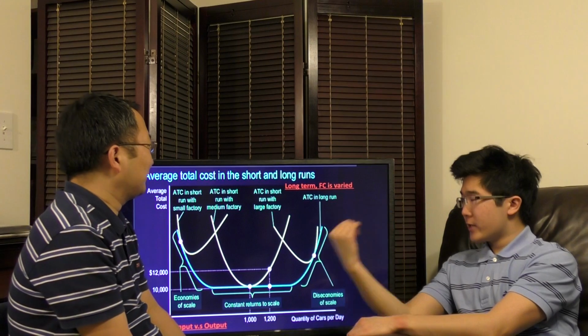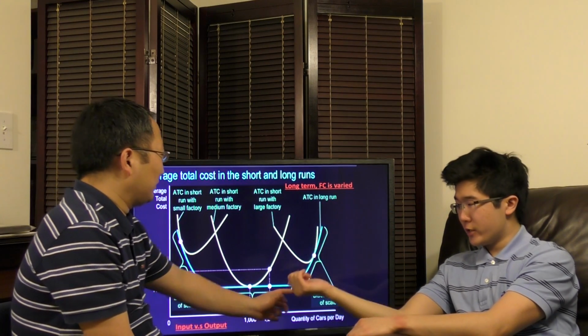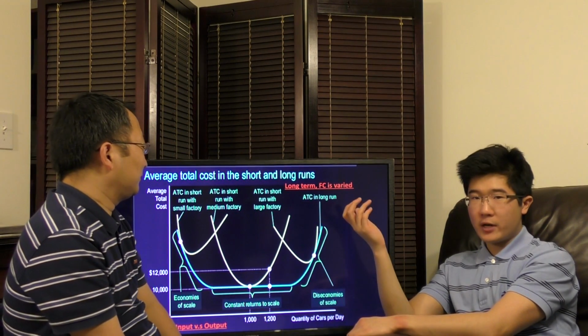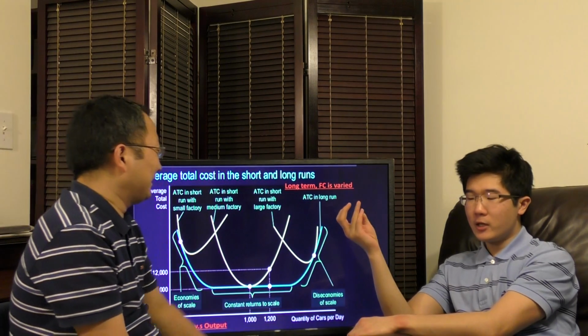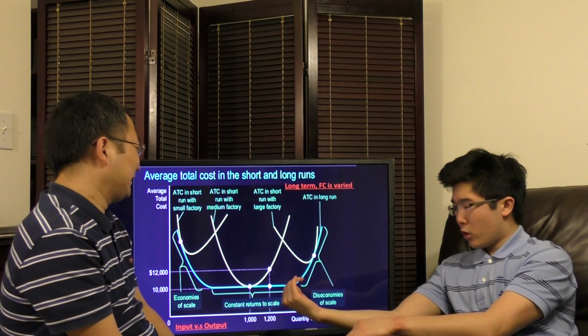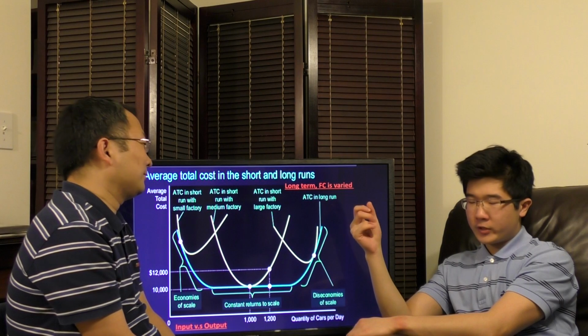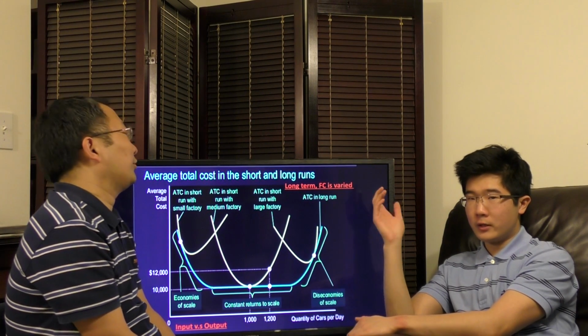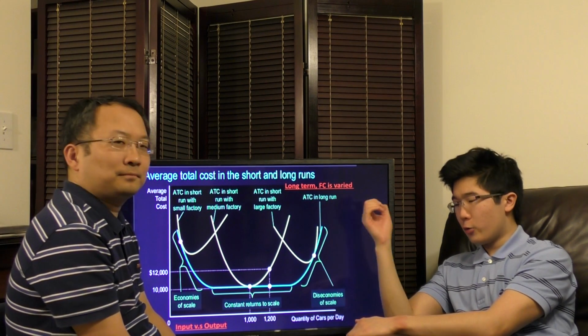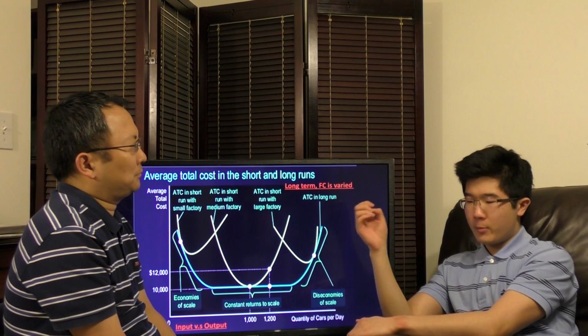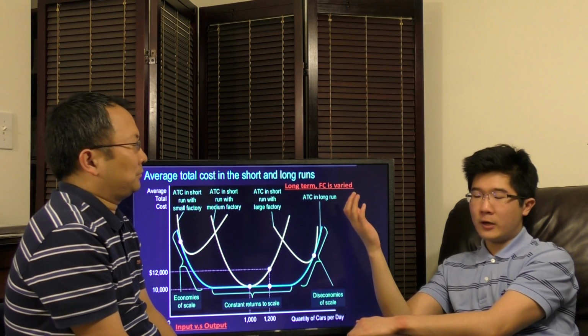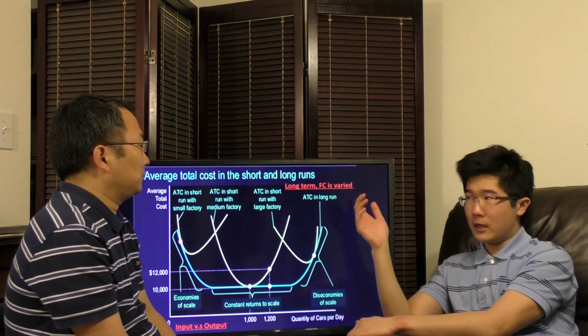As output goes higher, we see the average total cost curve in the long run increase, because the same rules that apply to the short run total cost curve play here. At extremely large quantities of output, crowding occurs and efficiency decreases. So in the long run, even if we can adjust our fixed costs, it is inevitable that our ATC, our average total cost, increases at high levels of output.